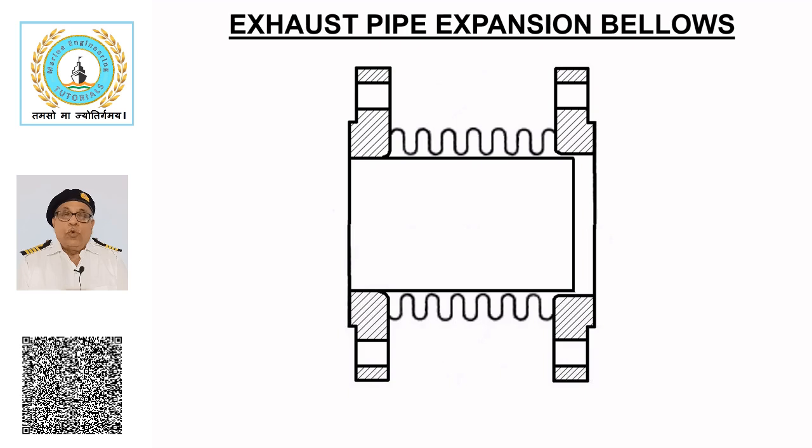Main engines use constant pressure turbocharging, in which exhaust from each cylinder is discharged directly into a common exhaust manifold. Exhaust bellows are installed between each cylinder unit and the manifold. Large exhaust manifolds are built in sections with bellows installed between them, as well as between the exhaust manifold and the turbocharger.